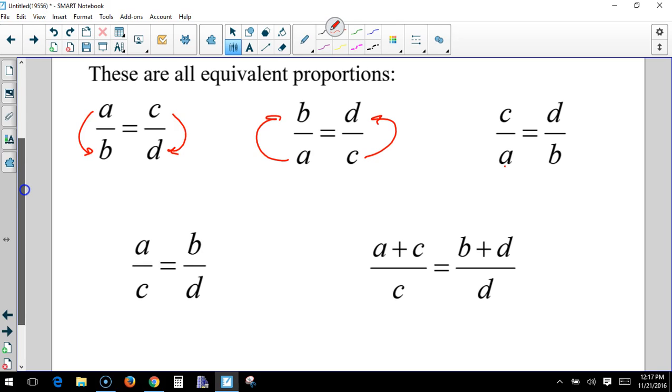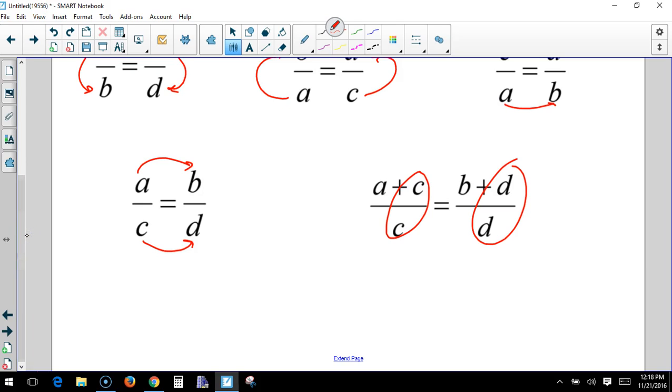And if we say here, A to B, C to D, on the bottom. And then left to right on the top, A to B. And then on the bottom, C to D. And this one, the last one's a little trickier. If we add C to the top and keep C on the bottom, then we're also going to add D to the top and keep D on the bottom. That is still an equivalent proportion. That one's a little trickier. It helps to maybe use real numbers to test it out.